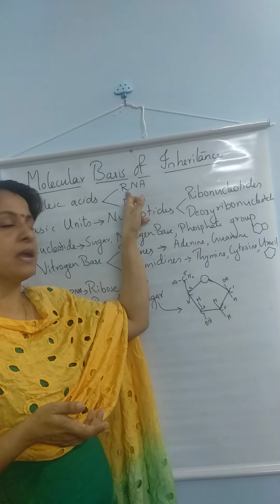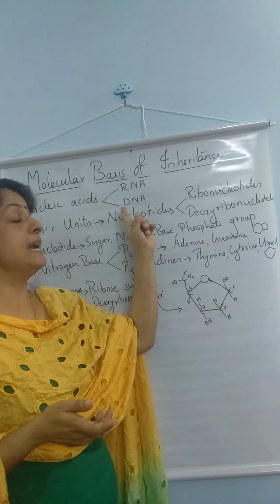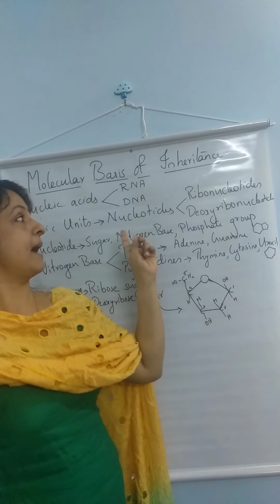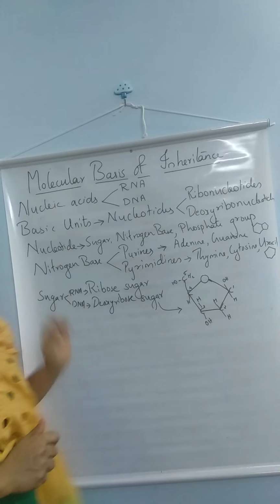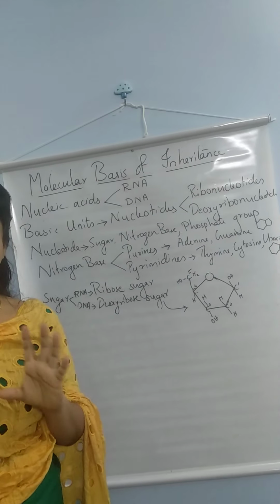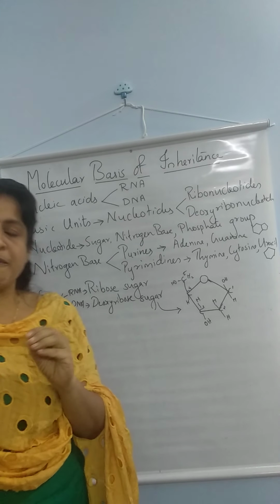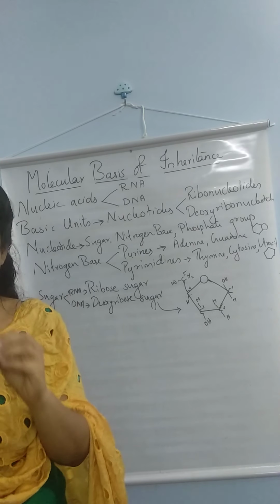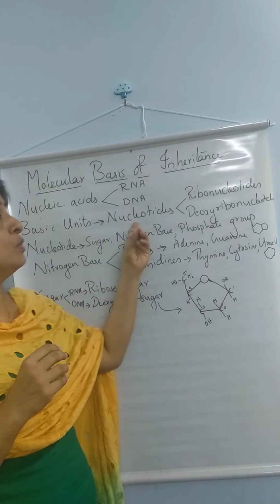RNA means ribonucleic acid and DNA means deoxyribonucleic acid. Now, what are the basic units of nucleic acid? Nucleic acids are very large molecules. So they are formed of individual smaller units. We call it as nucleotides.